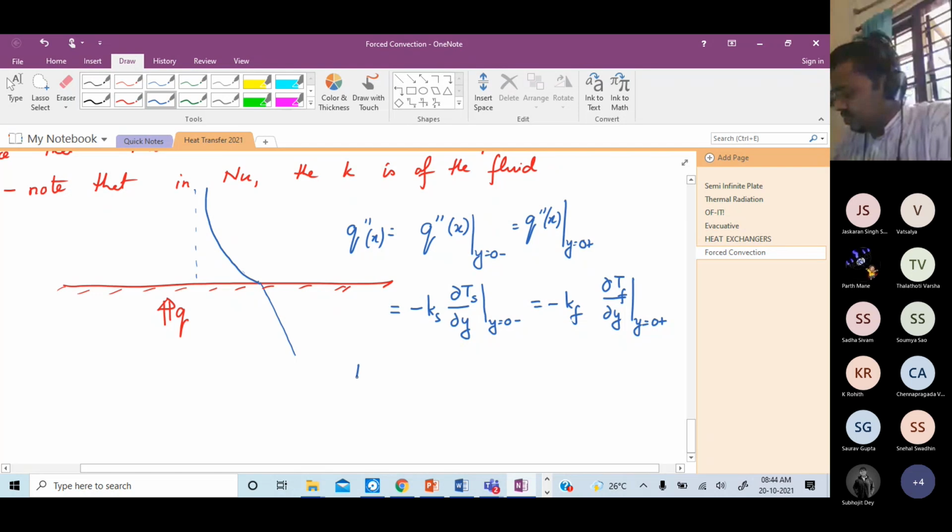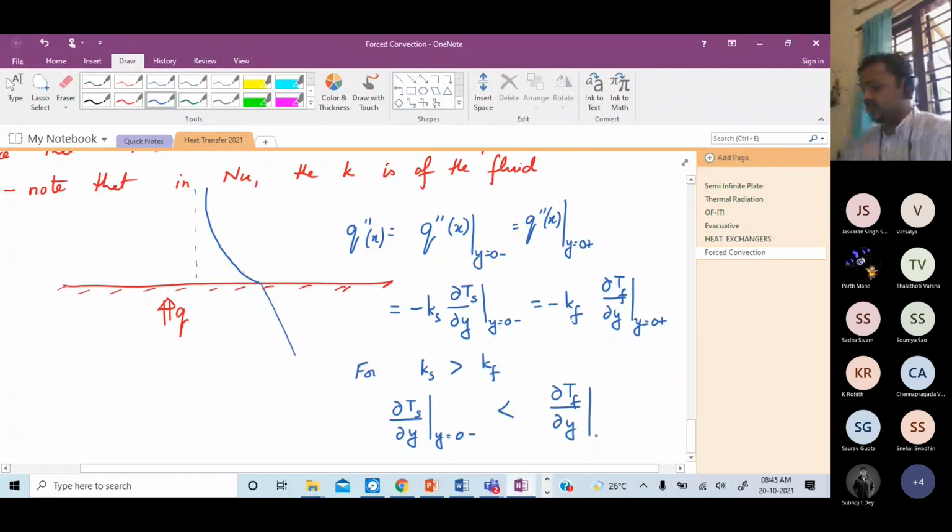So therefore, for Ks greater than Kf, which is many a times the case because air is one of the worst conductors we know, it follows that del Ts del y at y equal to 0 minus would be smaller than del Tf del y at y equal to 0 plus, which means the gradient of the temperature on the fluid side will be larger, in order to have k dT/dy balance out.